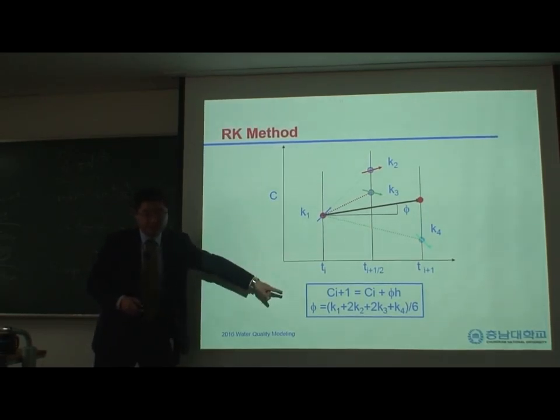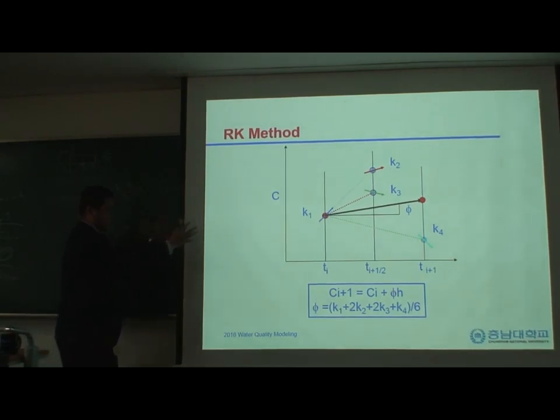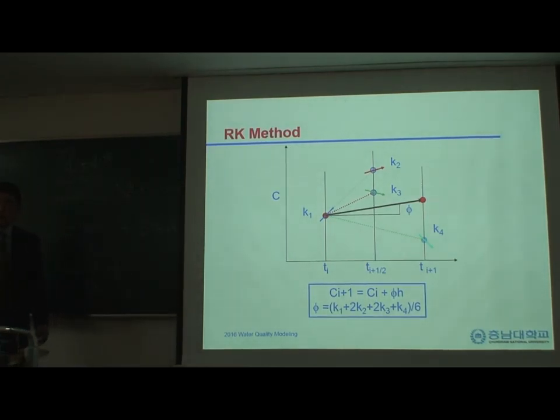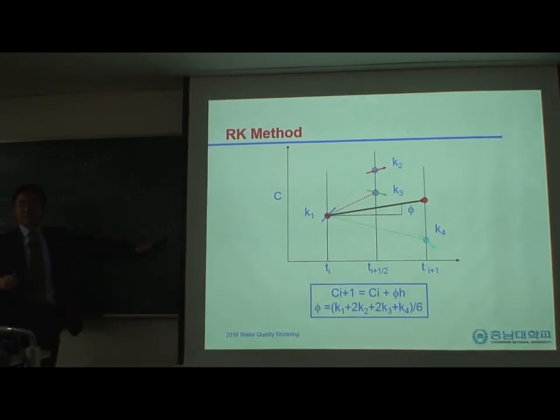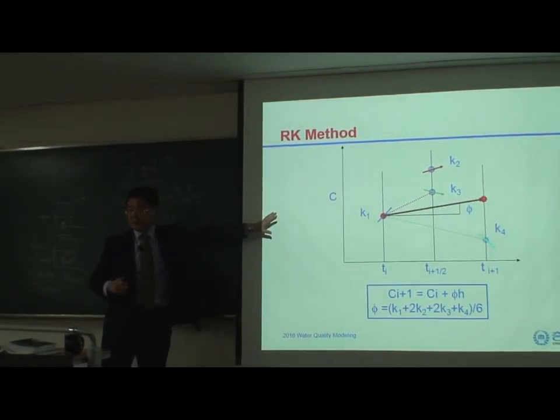So if you use this method, that automatically will reduce your error a lot, right? Because it has the effect of including everything up to this part. So with the same delta t, you will have the accuracy up to here. Then the rest of the stuff will be your error. Do you get it?